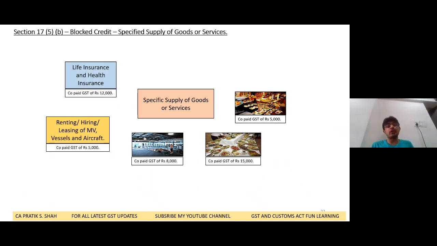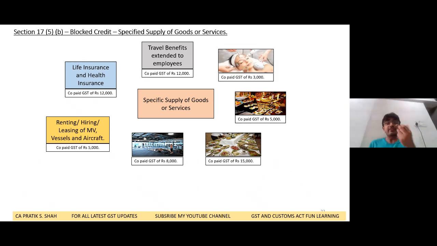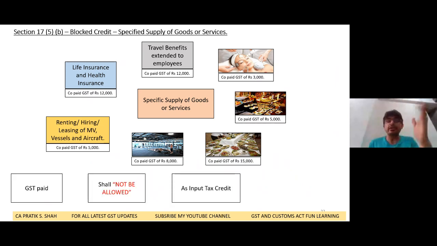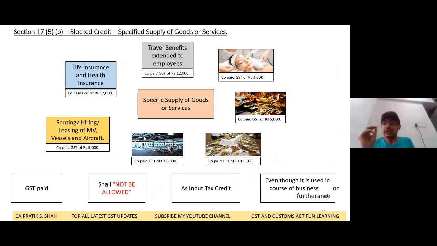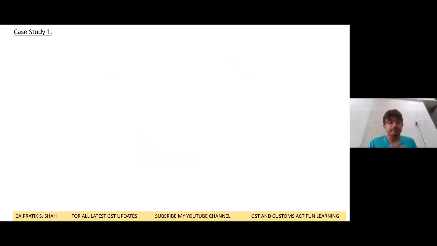If I take renting, hiring, or leasing of motor vehicles, vessels, or aircraft for my employees, ITC is not allowed. If I take life insurance or health insurance for myself or my employees, whatever GST, this is not allowed. And if I do plastic surgery or beauty treatment, ITC is absolutely not allowed. Whatever GST I pay on all the above services, input tax credit shall not be allowed, even though it is used in the course or furtherance of business. It should have been allowed, but it is not allowed.